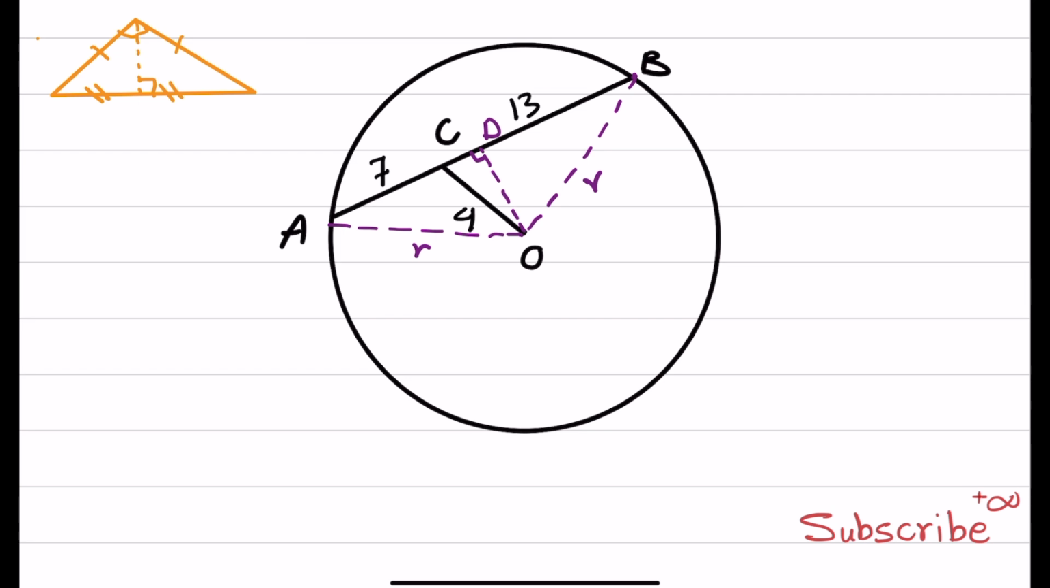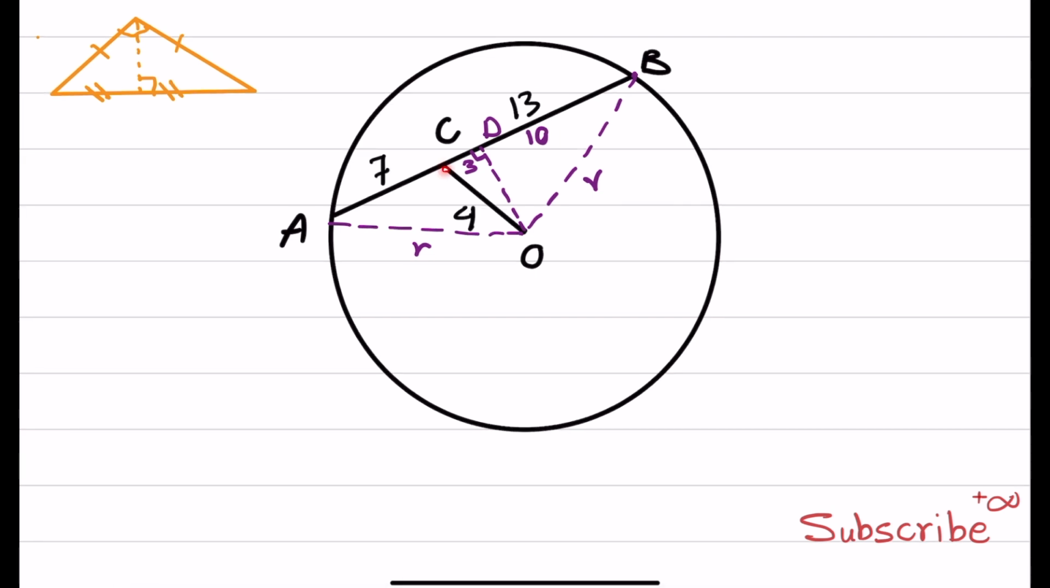So I will write down here 10, and also the remainder part of this is also 10. So if this is 10 and this is 7, this CD is going to be 3. So I'm going to write 3 here. Now we see that we have a right triangle here, and in this triangle we have 4, 3, and we don't know this one.